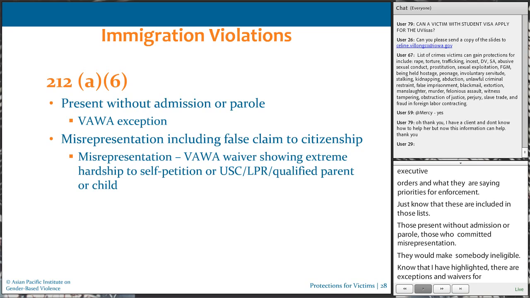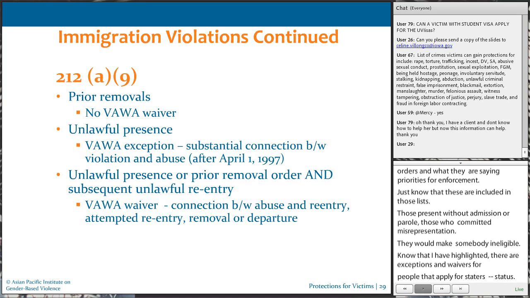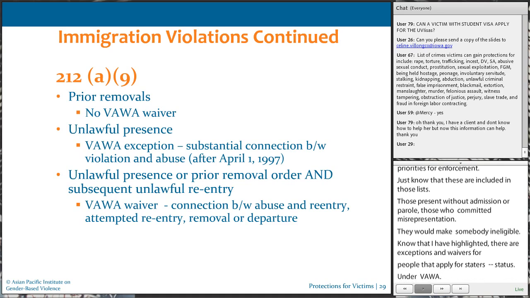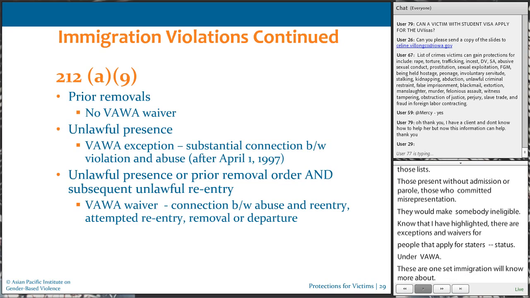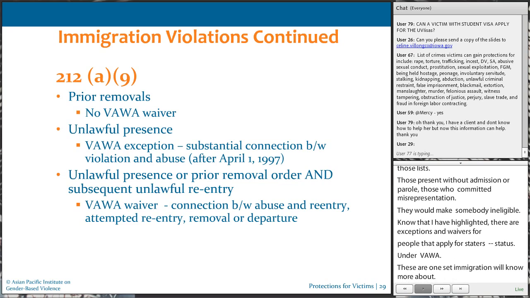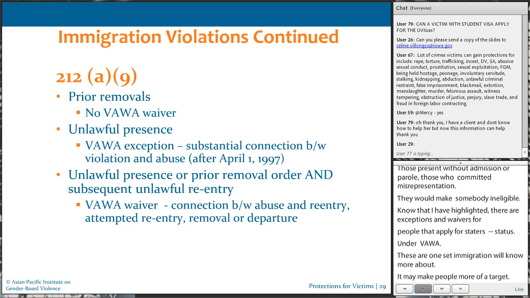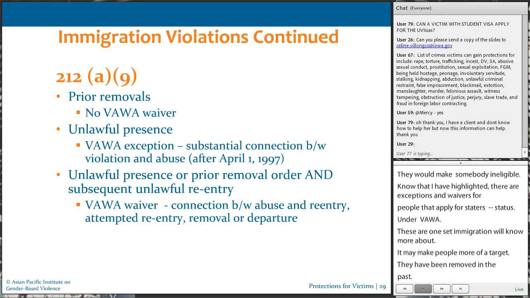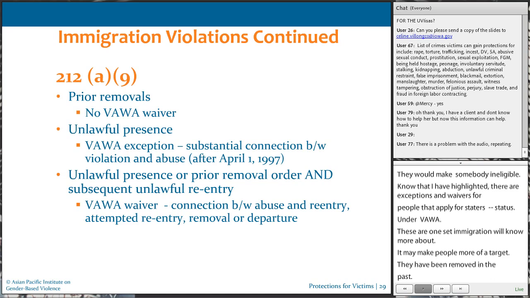So, if people are eligible for those, that is a route that they can go that a lawyer would want to explore with them. Other ones, these are ones that immigration is going to know more about, so it may make people even more of a target for removal. But if they've been deported in the past, they've been removed in the past, they're going to be inadmissible, and there's no specific VAWA waiver for that ground of inadmissibility for a prior removal.